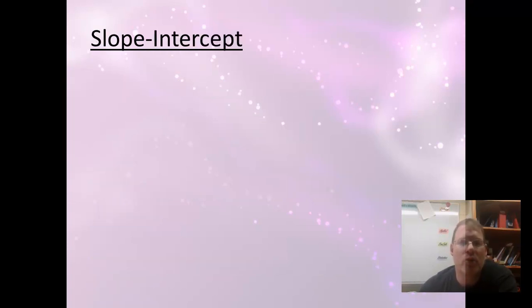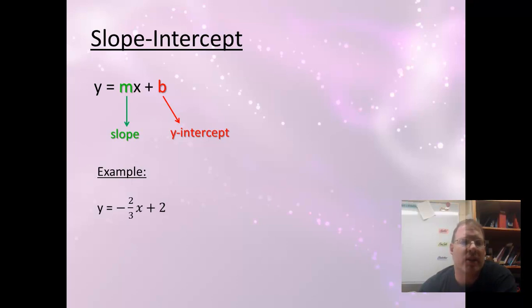Slope-intercept form, as you well know, is y equals mx plus b. What is the m, you ask? Well, m is slope. What is the b? B is the y-intercept. So if you have an equation that looks like this, y equals negative 2/3 x plus 2, you need to make sure that you recognize what the slope and what the y-intercept are. In this case, the slope is negative 2/3. The y-intercept is 2.